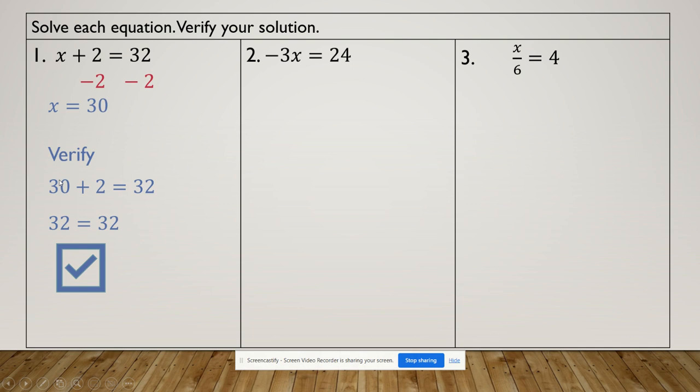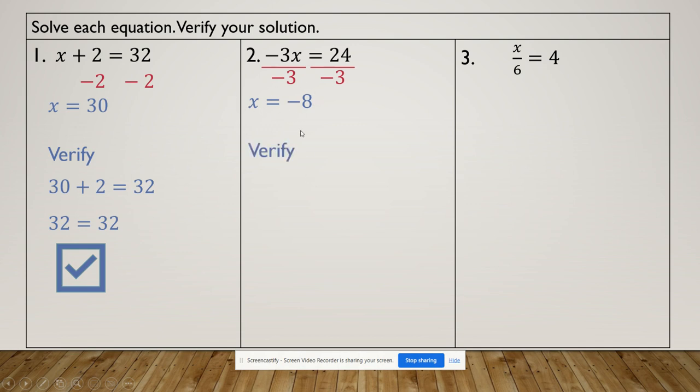Okay, so looking at number 2, we have negative 3x equals 24. That negative 3 is written right next to that x, which means we're multiplying here. The inverse operation of multiply is divide, so we're going to divide by negative 3. 24 divided by negative 3, because we do it to both sides, is negative 8. X equals negative 8. Okay, that's our solution.